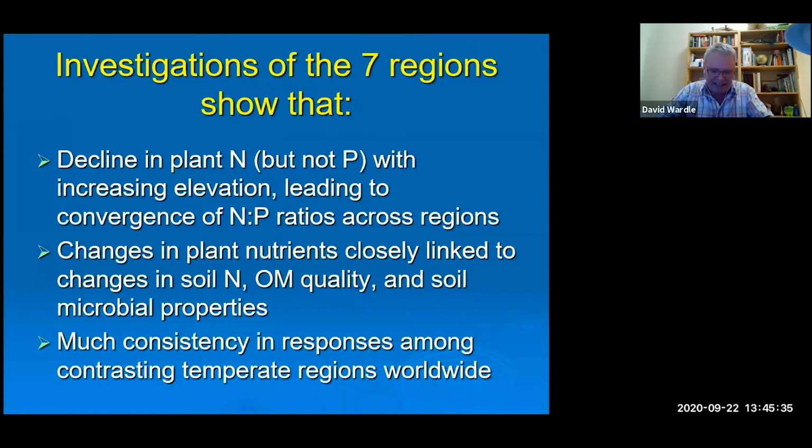So the investigation of these 7 regions shows that there's this decline in plant nitrogen, but not phosphorus, with increasing elevation. And this leads to convergence of N/P ratios across regions. As things get colder they converge; as you warm things up, they diverge. These changes are closely linked to changes in soil nutrient availability, organic matter quality, and importantly, the nature of the soil microbial community. And also, there's quite some consistency in the responses across contrasting temperate regions worldwide.